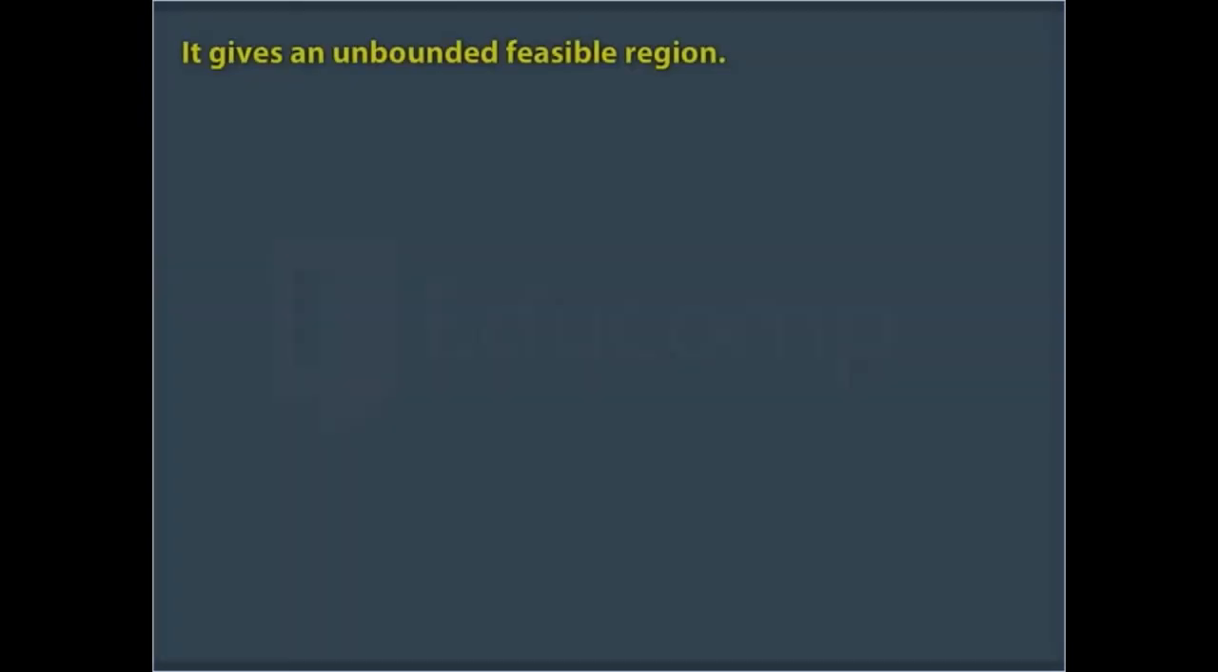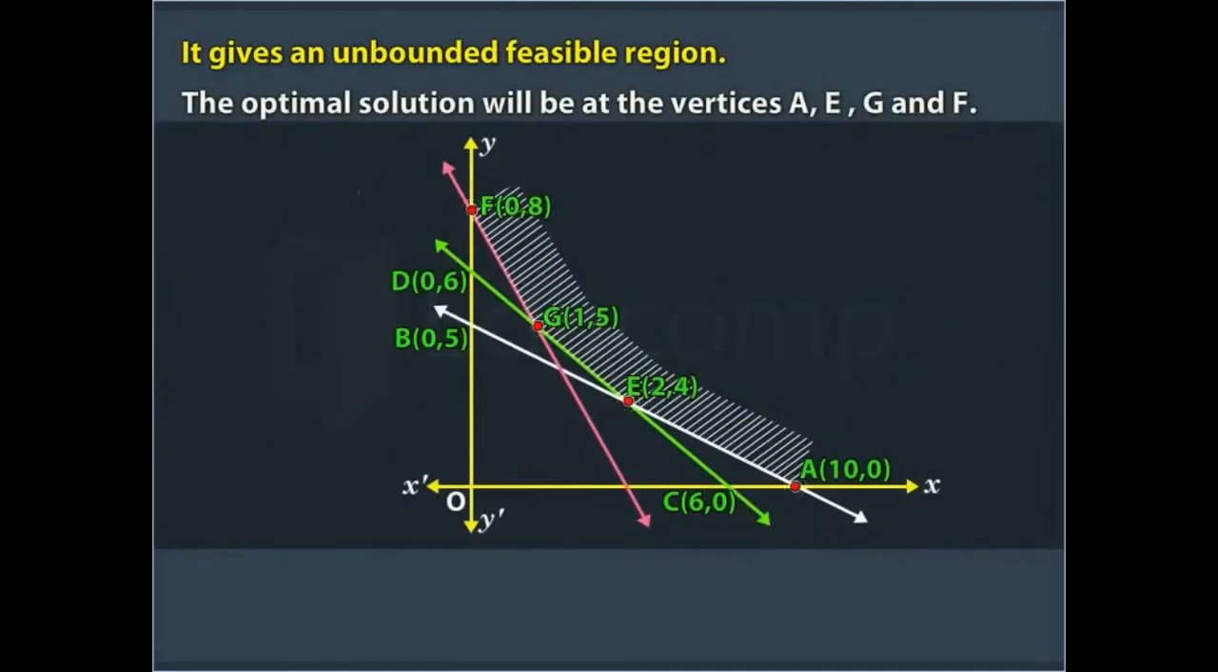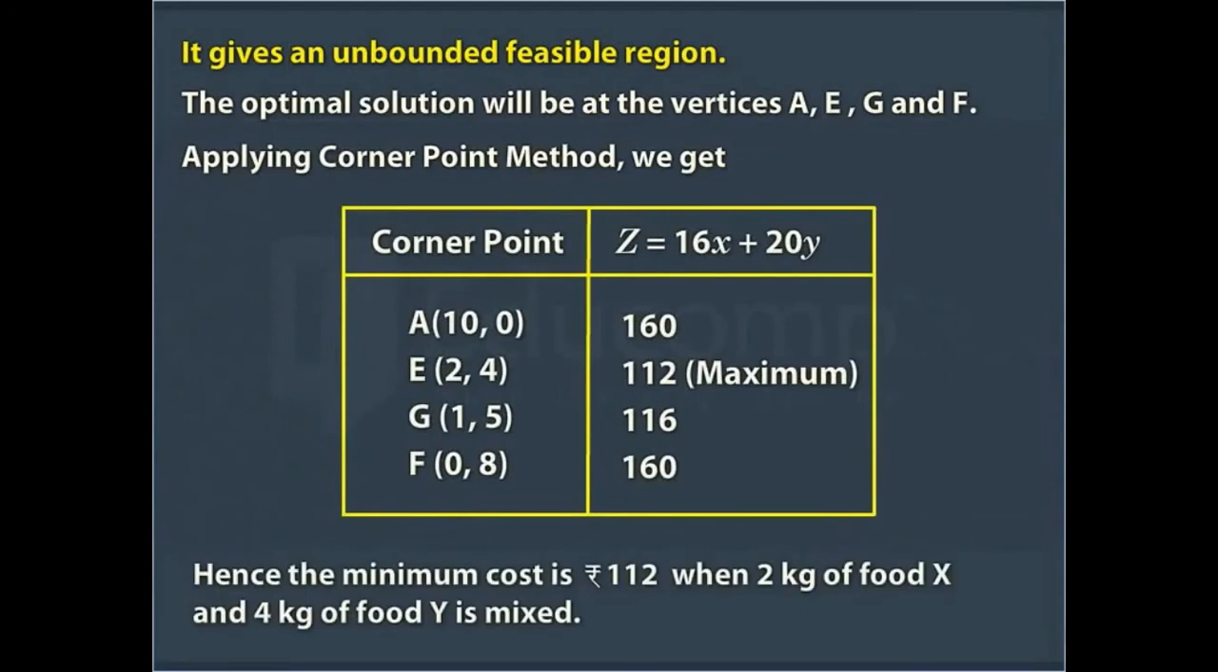It gives an unbounded feasible region. The optimal solution will be at the vertices A, E, G, F. Applying the corner point method, we get the results. Hence, the minimum cost is 112 rupees when 2 kilograms of food X and 4 kilograms of food Y are mixed.